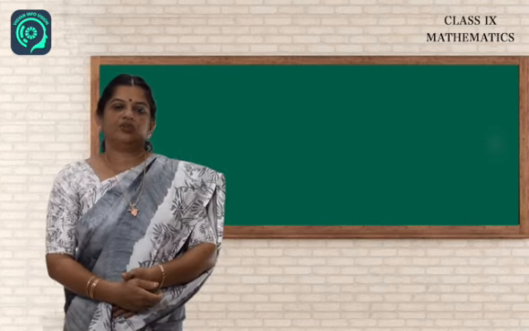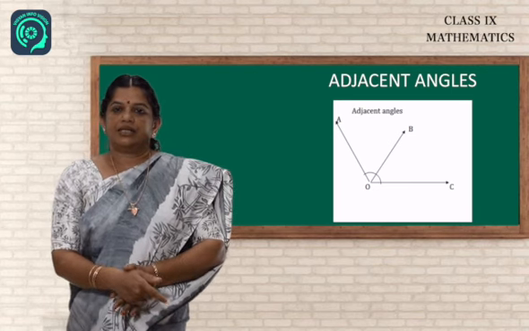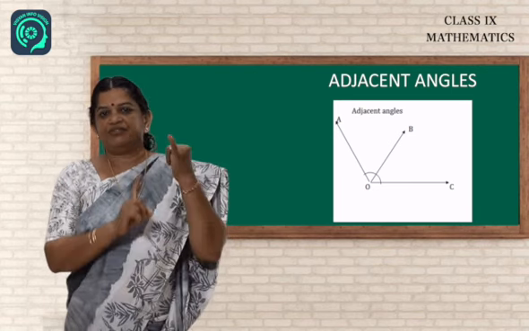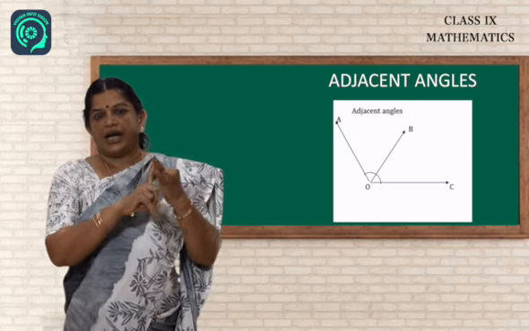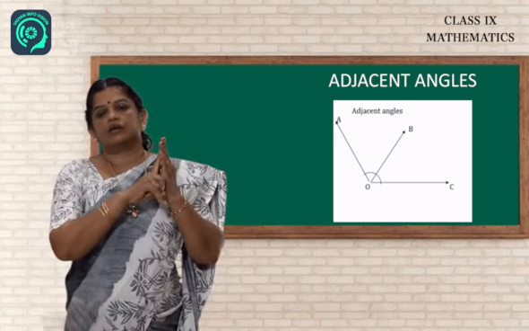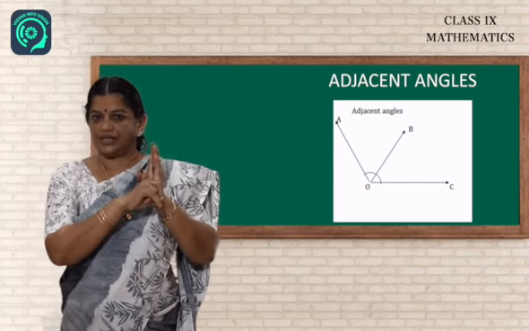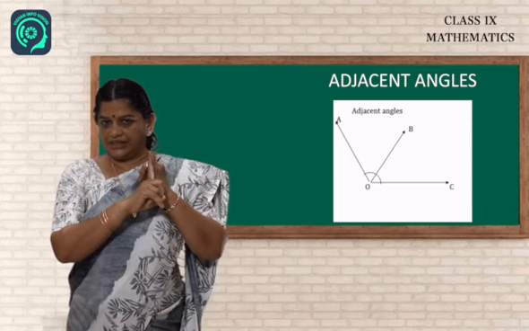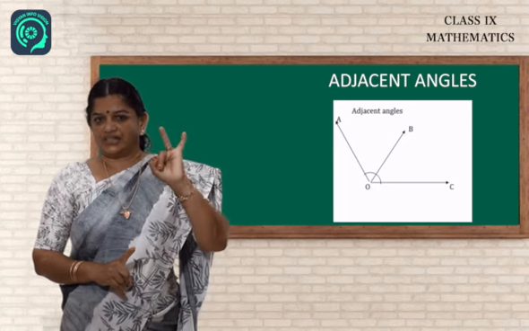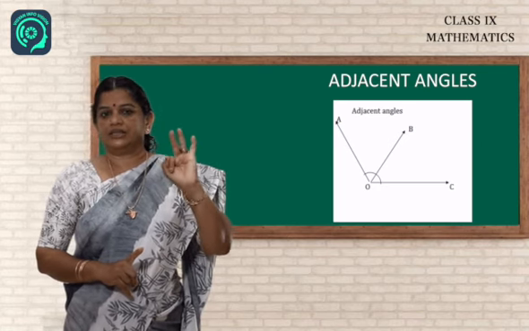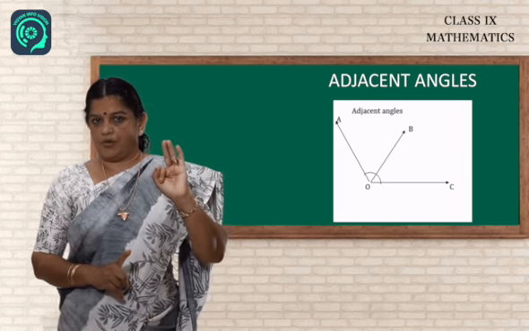Next, let us see what is meant by adjacent angles. Two angles are said to be adjacent if they have a common vertex, if they have a common arm, and the non-common arms are on either side of the common arm. When can we say that two angles are adjacent? First case is if they have a common vertex. Next one, they have a common arm. Then the third case is the non-common arms are on either side of the common arm.